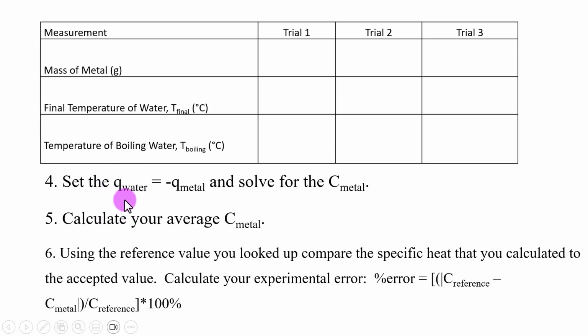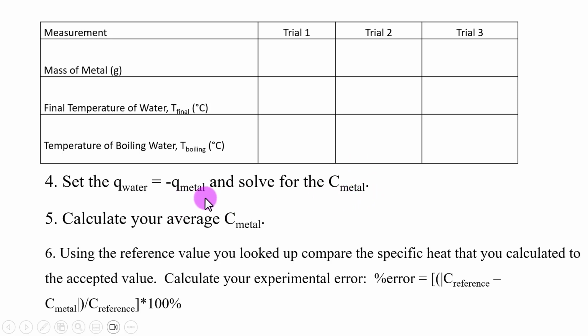We just did that in part 2. So take that value from part 2, and all you have to do to calculate Q for the metal is put a negative sign in front of it, because water absorbs it, but metal loses it. So if the Q of water was, let's say, 5,000 joules, well, the Q of metal will be minus 5,000 joules. Then you solve for C of metal.